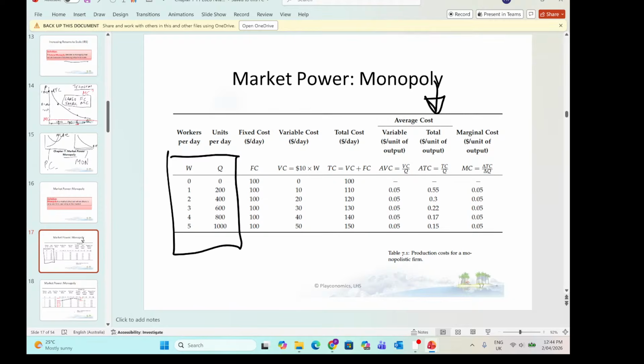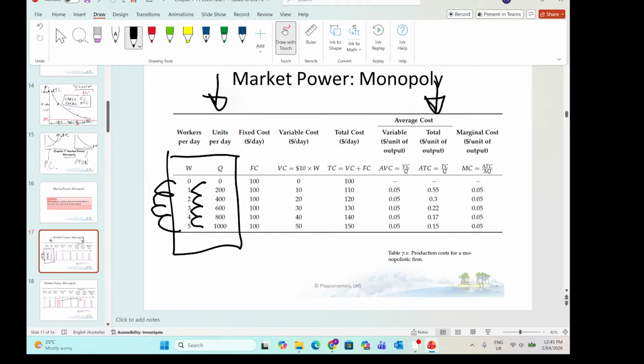We've got workers and we've got the quantity that they produce. The thing that I want you to notice here that's different to when we did perfect competition is that these units are growing by a constant amount. When we did perfect competition, as we added each progressive worker, the quantity did get bigger, but the growth in the quantity kept falling. In other words, we came up against the law of diminishing returns. Here, we're not up against the law of diminishing returns.